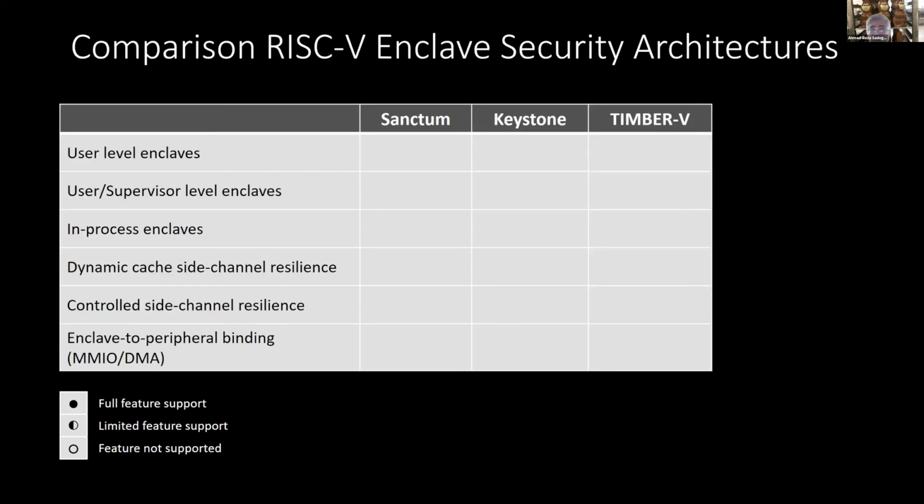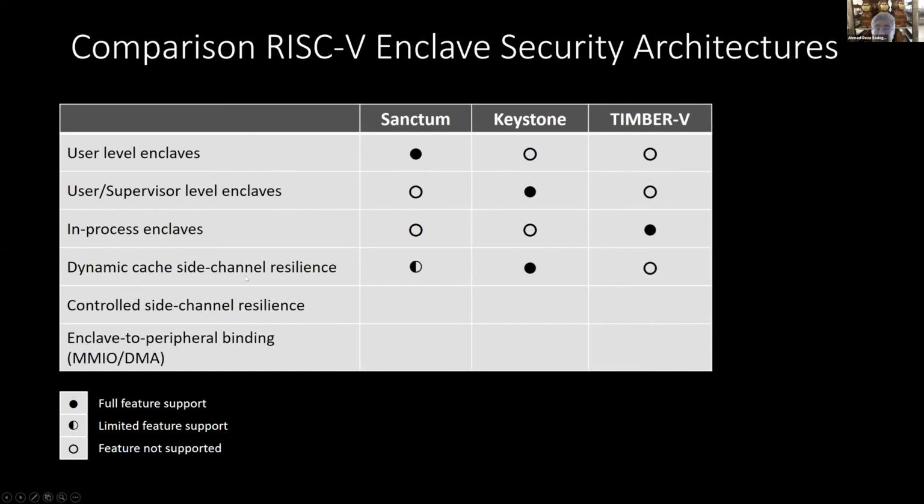So if you put all these three relatively new and known architectures, so enclave architectures based on RISC-V that are trying to, let's say, prevent side channel attacks, this is a kind of short comparison. For example, they have user level enclaves, then you see that Sanctum has it, the others don't have it. User supervisor level enclave, this is where you can put even higher privileged software in your enclave. In process enclave, that means within a process you can have enclaves.